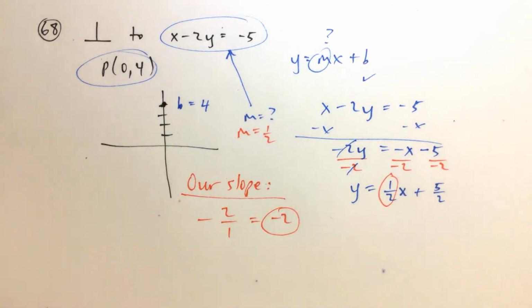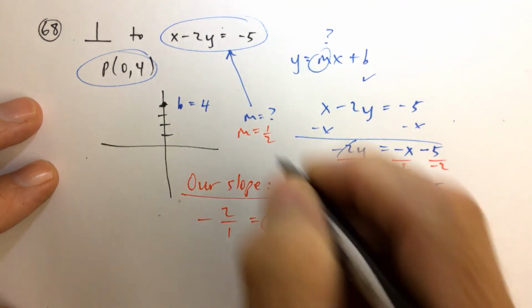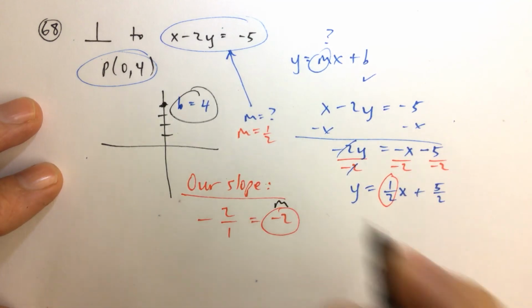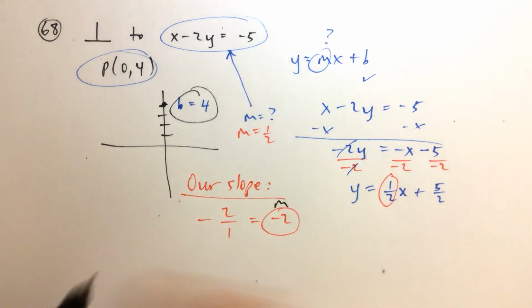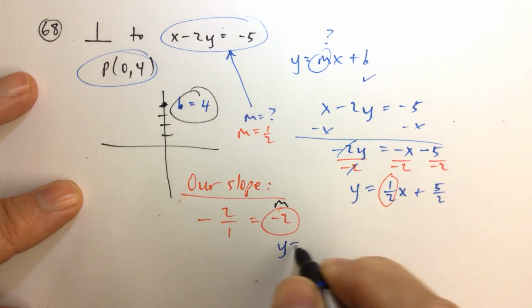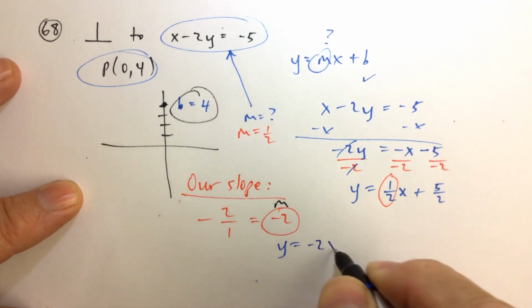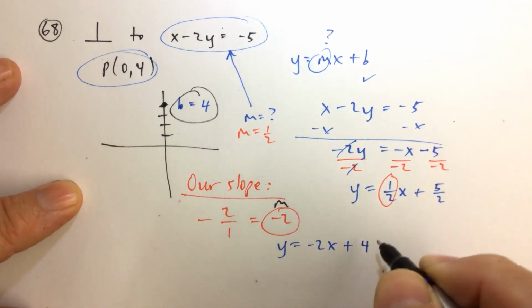Therefore, the equation of the line, so we have our slope, we have our y-intercept, and when we put it in the equation y equals mx plus b, we have y equals m, which is negative 2, times x plus b, which is 4.